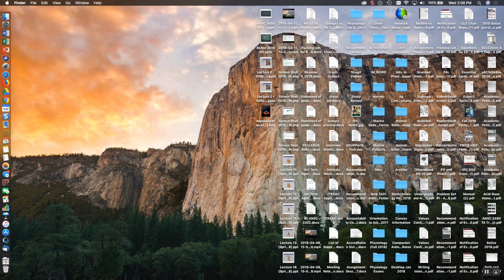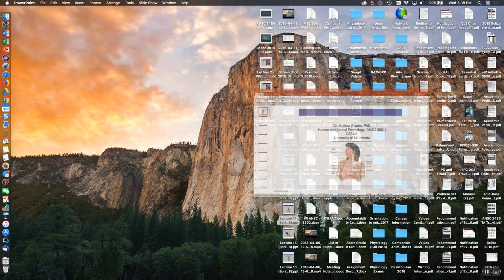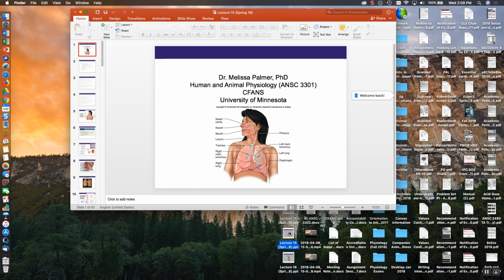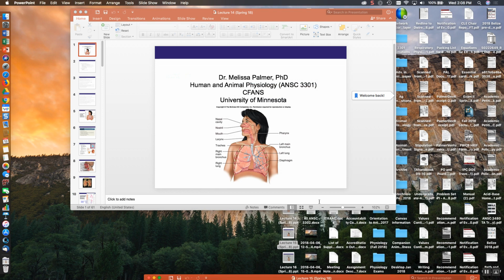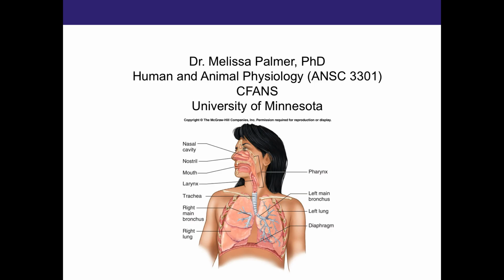Okay, so let's go ahead and start with lecture 14. A lot of it is anatomy right off the bat. So I'll tell you some of the diagrams that I need you to know. Okay, open up 15 here too. Okay, so the first part is anatomy.